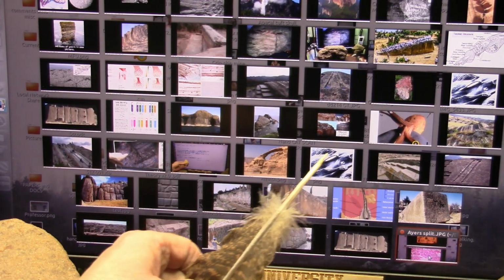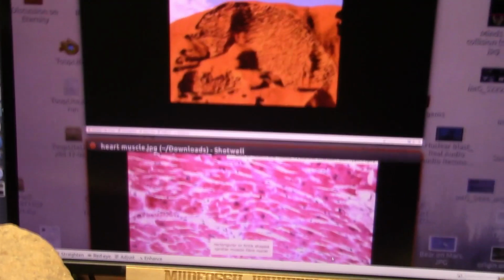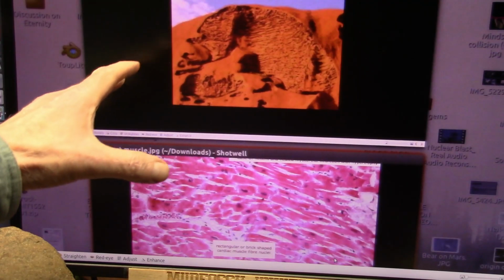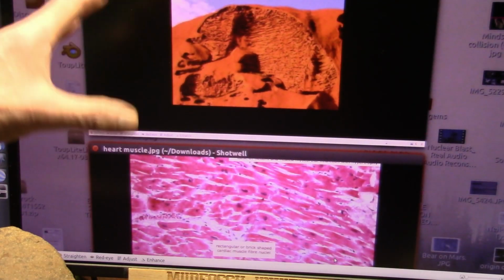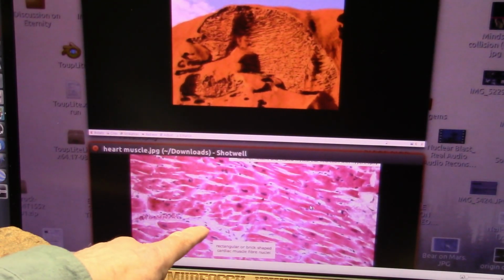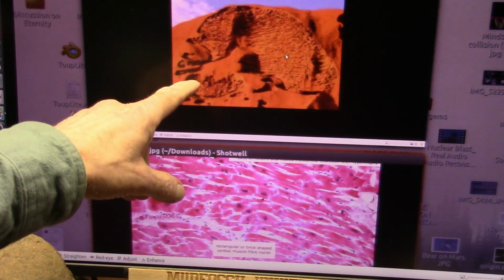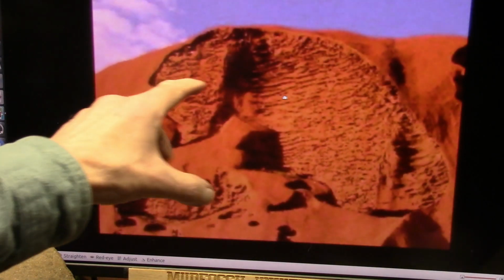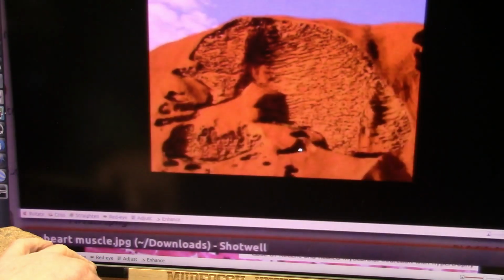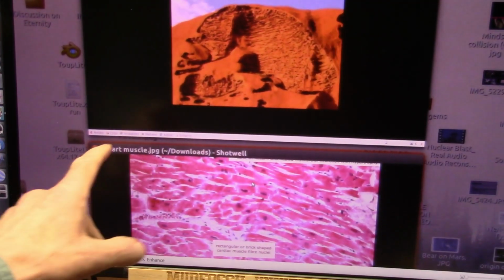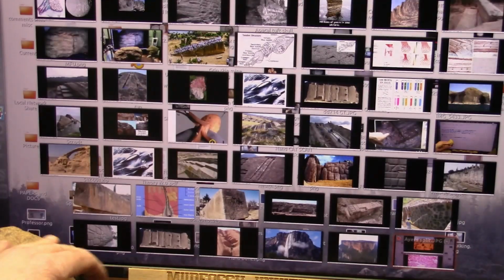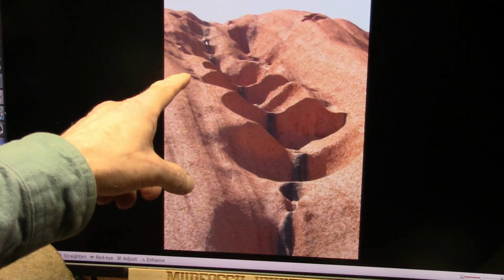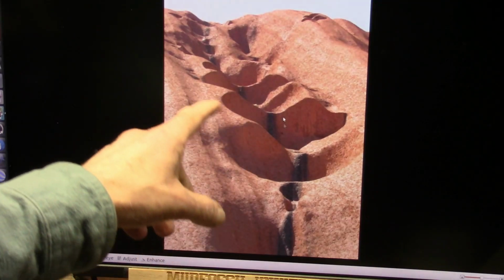And hold on one second. All right, now check this out. This is Uluru in Australia, Ayers Rock, which is a gigantic heart. And this is cardiac muscle, and this is what had happened after it eroded away, the outer muscle. You can see the inner cardiac muscle, which is right here. Same stuff.